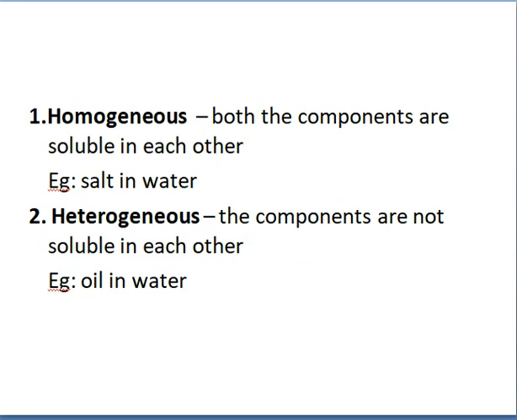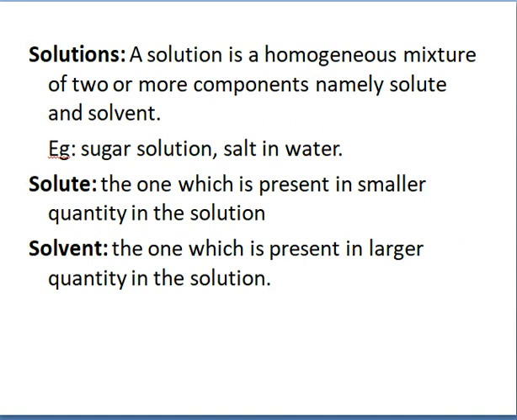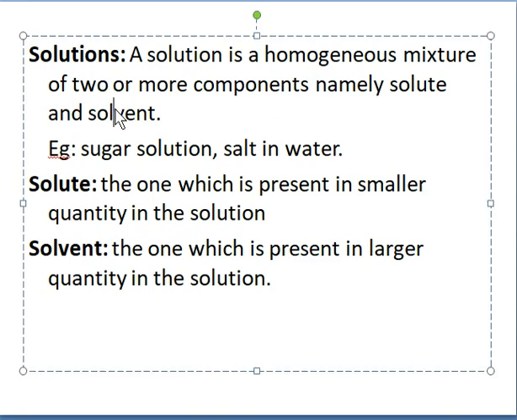Heterogeneous means the components are not soluble in each other. Example for this is oil in water. See, solution. So solution is a mixture of two components, solute and solvent. Example, sugar solution or salt in water.